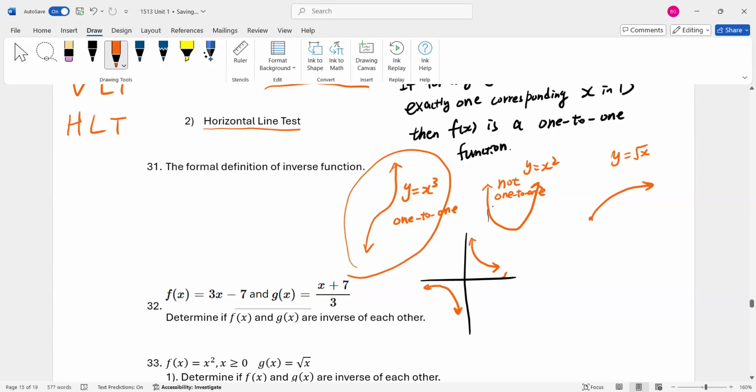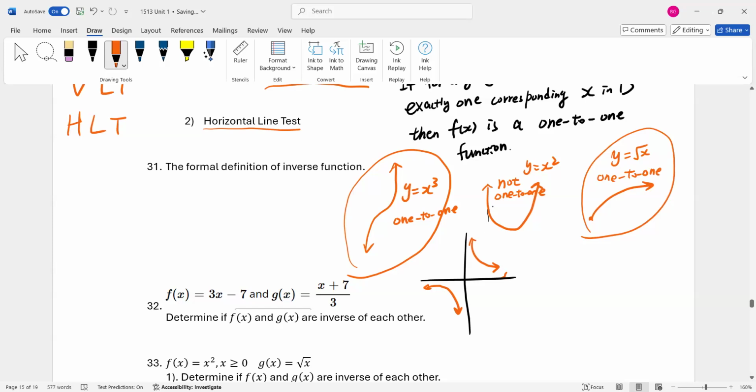All right. And then the third function here is y equals square root of x, the square root function. We can try the 2 tests. It passes the vertical line test, no problem. It also passes the horizontal line test, right? Yes, this is a one-to-one function.